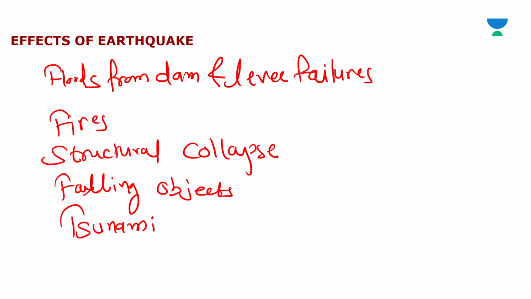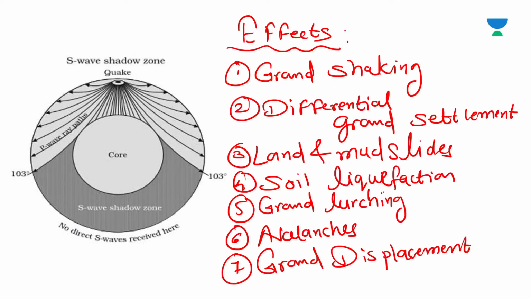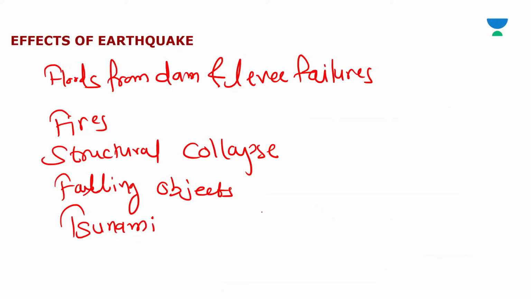Now, friends, the first six listed, like ground shaking, differential ground settlement, land and mudslides, soil liquefaction, ground lurching, and avalanches, have some bearing upon landforms, while the others are considered to be effects causing immediate concern to the life and property of people in the region, like ground displacement, flood from dam, fires, structural collapse, falling objects, and tsunami.